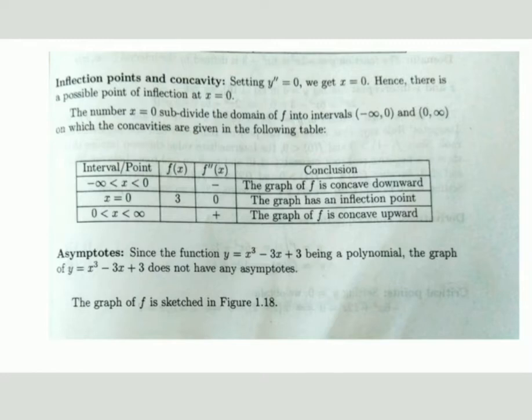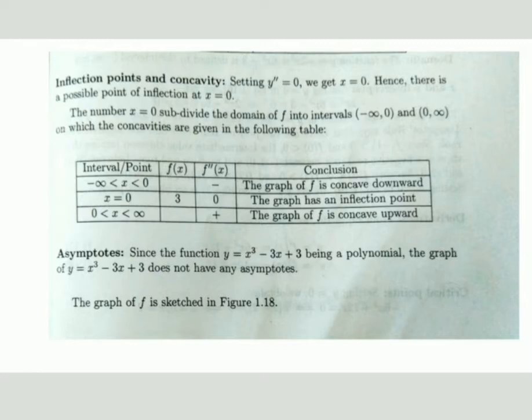So in the first interval, minus infinity to 0, choose any negative value here to find f double dash of x. We have f double dash of x equal to 6x. Suppose I choose the x value minus 1, which is between minus infinity and 0. So minus 1 times 6 is minus 6. So we obtain negative values. Therefore the graph of f is concave downward.